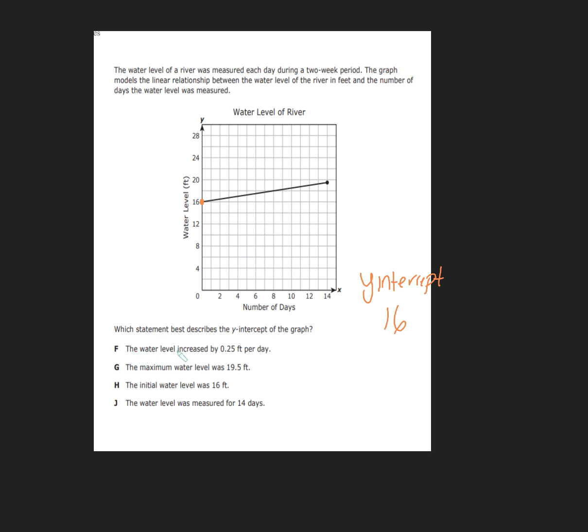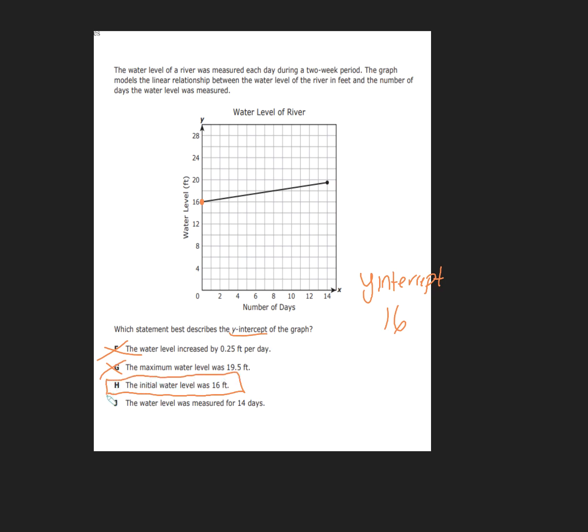F states the water level increased 0.25 feet per day. That is not our answer. The maximum water level was 19.5. That is correct, but that is not our y-intercept. That is not what the question asked. The initial water level was 16 feet. Yes, that is our answer.